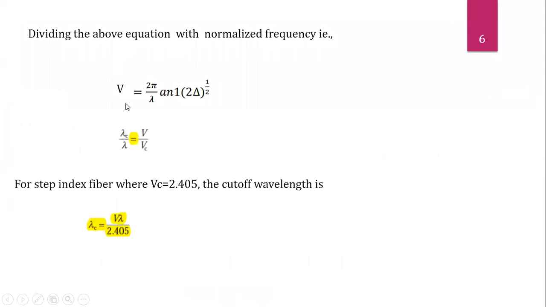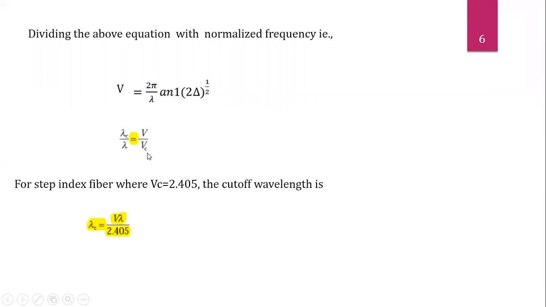Now we are having the cutoff value. So with this cutoff value, we are dividing with a normalized frequency and a normalized wavelength. We will get the value as lambda c divided by lambda equals V divided by Vc, right? By cross multiplying this, we will get the value of lambda c is equal to V lambda divided by Vc.